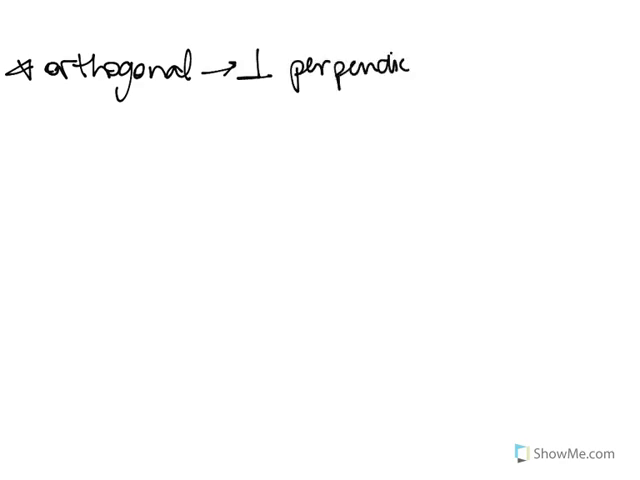Okay, vocab word I'm going to teach you. Orthogonal. O-R-T-H-O-G-O-N-A-L. Orthogonal is a fancy way of saying perpendicular. It means perpendicular, which means that they form a 90-degree angle. We use the word orthogonal with vectors. That's just the math word that we use here.